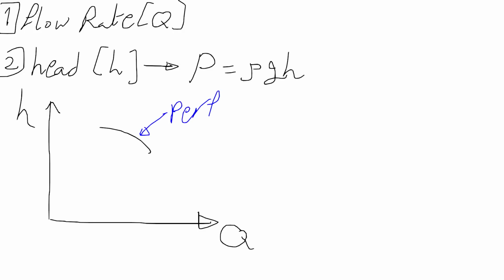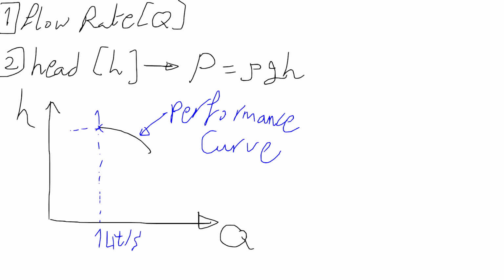Point 1, Q equals 1, H equals 10. Point 2, Q equals 2, H equals 9. Point 3, Q equals 3. As the flow rate increases, the head decreases. So which point will the pump actually operate at in your system?